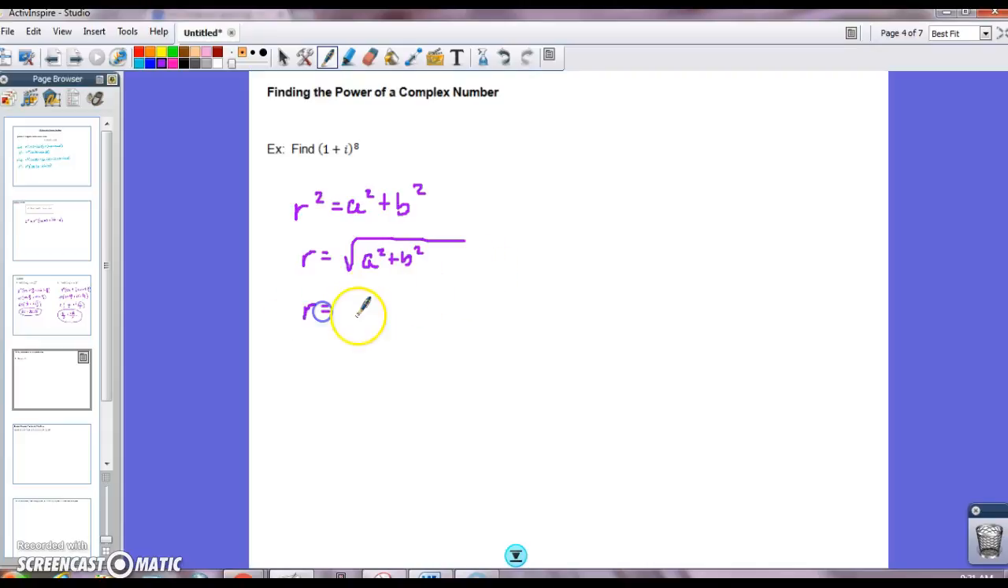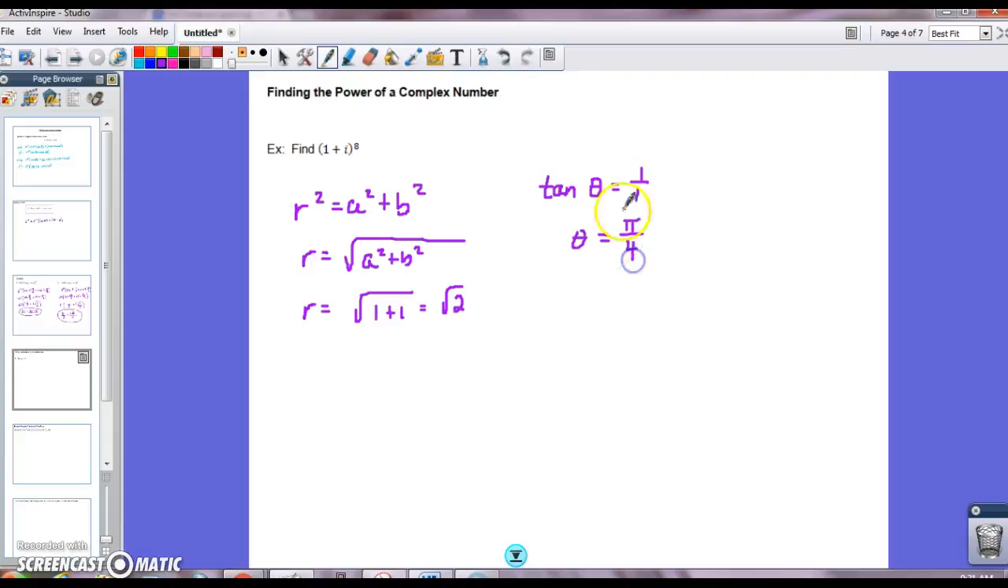So then r is going to be the square root of 1 plus 1. So that's going to be the square root of 2. Okay. Then we also need theta. Remember, tan of theta is b over a. That would be 1 over 1. So that would tell us that theta is pi over 4.